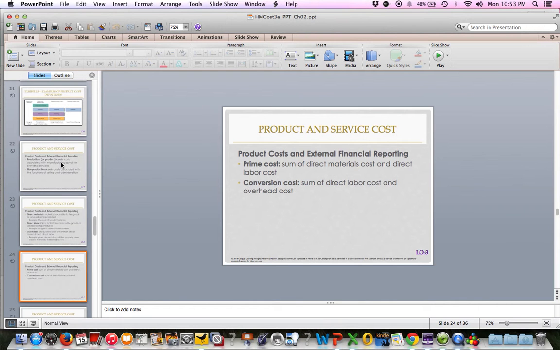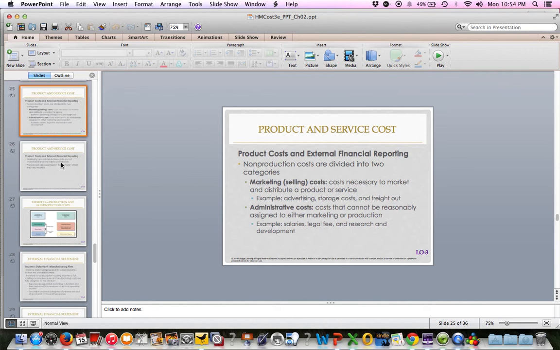Product cost and external financial reporting, again, a prime cost is the sum of direct material and direct labor. So the direct things are the prime costs. Conversion cost is the sum of direct labor and overhead. So prime cost, know what that means: direct material and direct labor. Conversion cost is direct labor and overhead together.